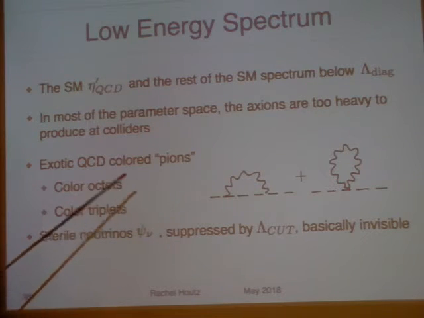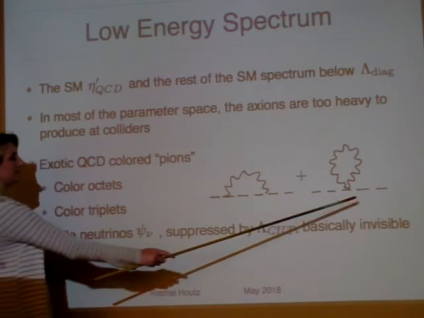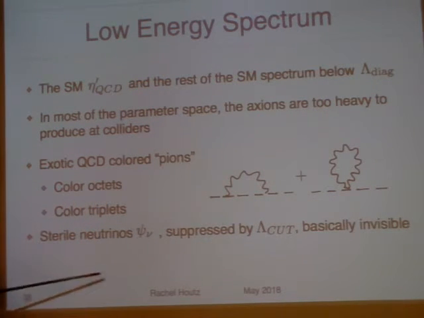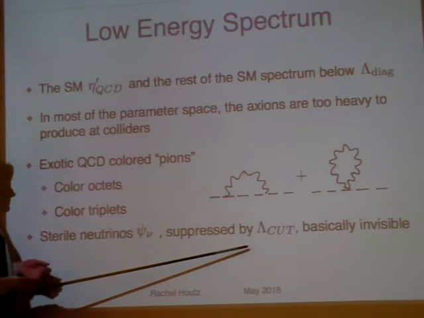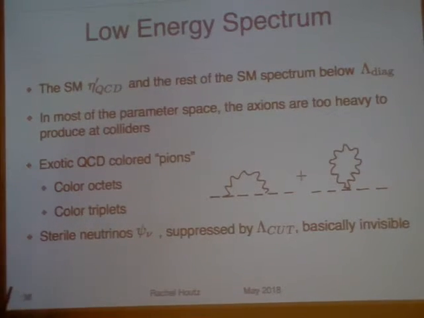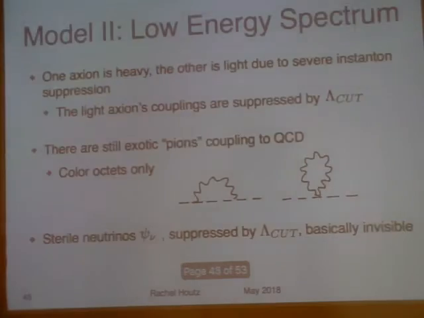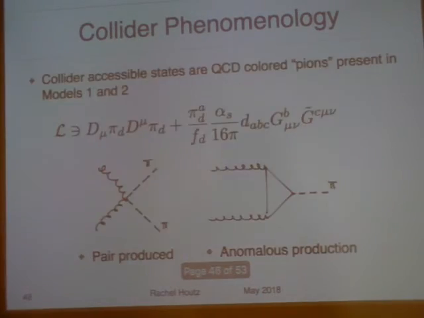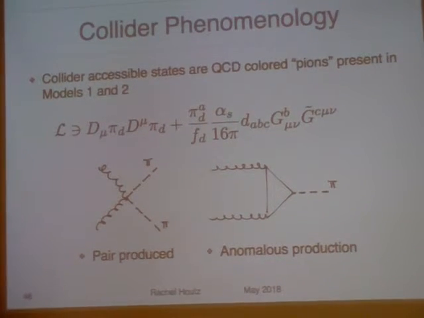In most of the parameter space, the axions are too heavy to produce at colliders, but we do have exotic QCD colored pions. So we have these color octets and color triplets. And then we also have these sterile neutrinos. All their interactions are suppressed by lambda cut, and they're basically invisible because they're singlets under all the standard model gauge groups. And the collider pheno, so I skipped over model 2, but if you're interested, we can talk later.